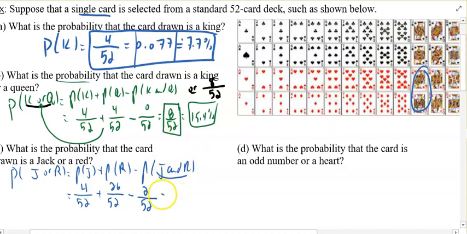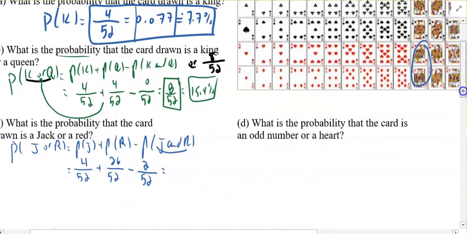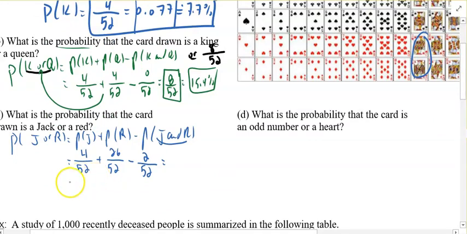And in this case, you will get 30 minus 2, which is 28 out of 52. That's a fine answer. 53.8%.